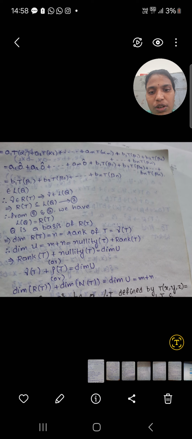Dimension of R(T) is equal to n, the rank of T, it is equal to rho of T. Dimension of U is equal to m plus n. Rank of T plus nullity of T is equal to dimension of U. That is, dimension of R(T) plus dimension of N(T) is equal to dimension of U, which is equal to m plus n.